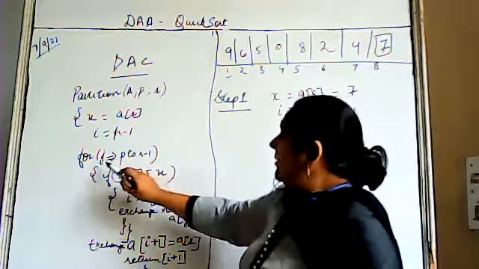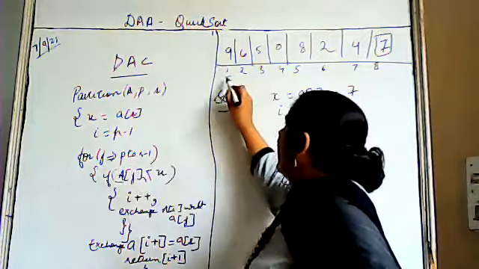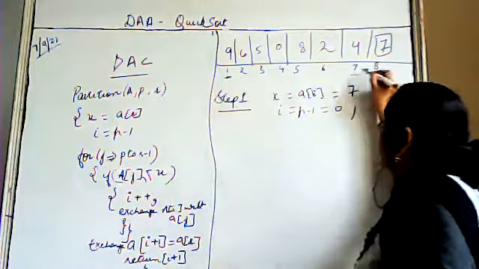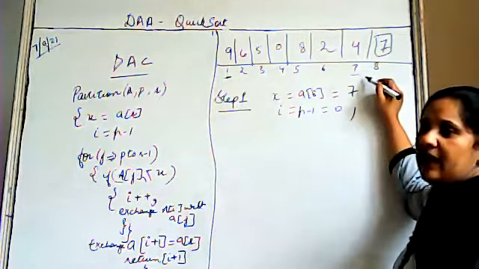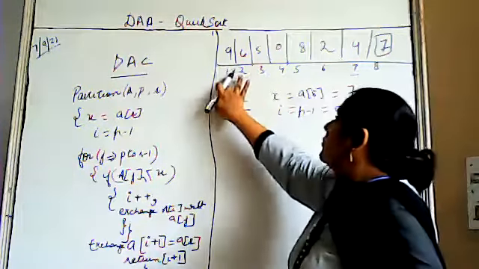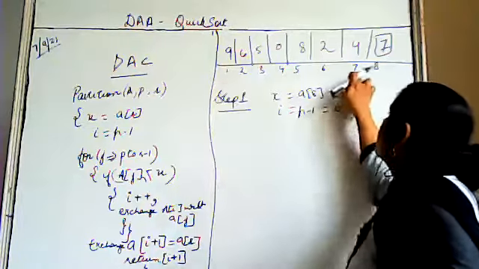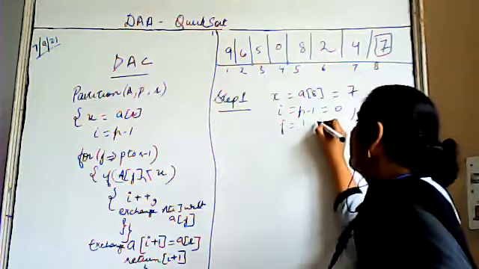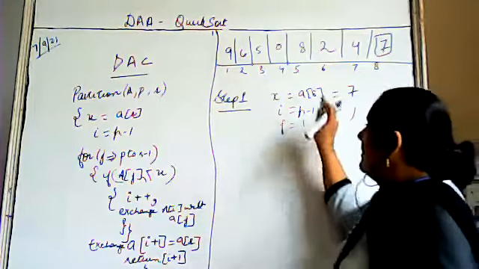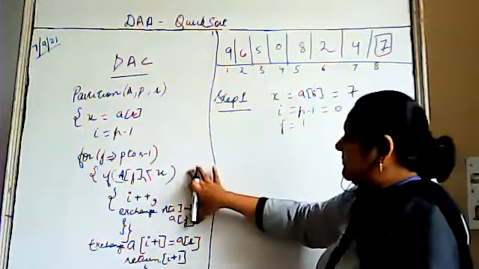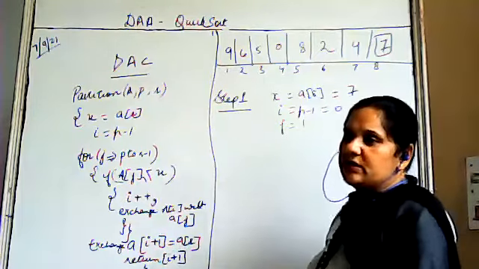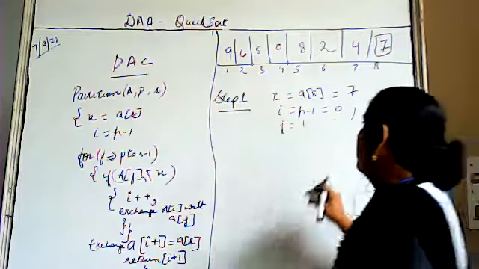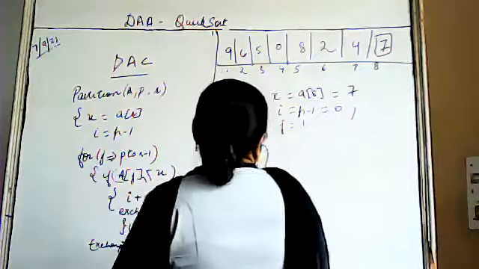And for J is equal to P to R minus 1, that means we have to run the loop from 1 to 7. R minus 1 is 7 and the starting index is 1. So J will be moving from 1 to 7. That means after 7 iterations through these statements, we will finally close this loop. Now for J is equal to 1, I is equal to 0 and X is equal to 7.